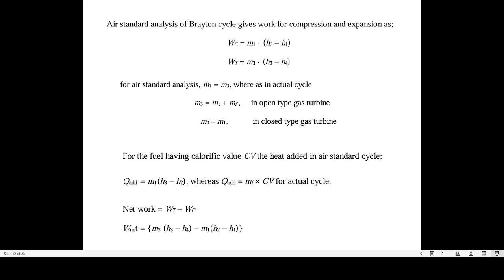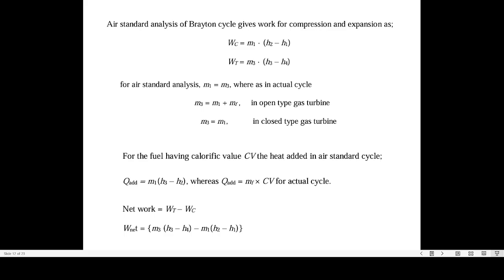But in the actual cycle, it means the air and fuel cycle, we are using the gas as a fuel. So m3 is equal to m1 plus mf. mf is nothing but the mass of the fuel which is added in the open cycle gas turbine plant. In the closed cycle gas turbine plant, m1 is equal to m3. So this is a point to be noted for the open cycle gas turbine plant and the closed cycle gas turbine plant.